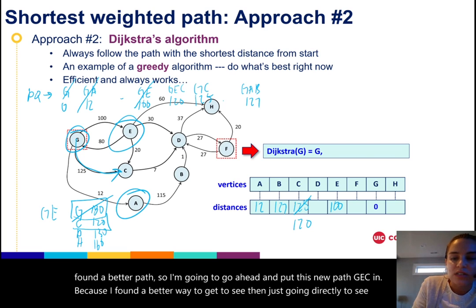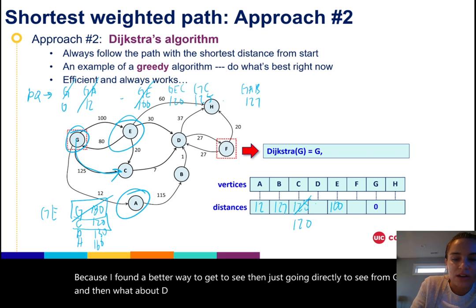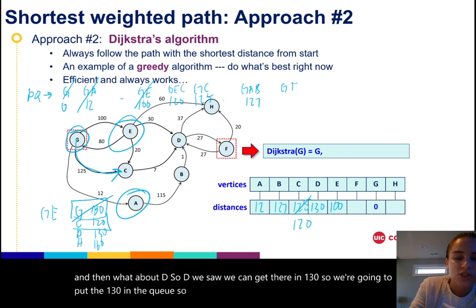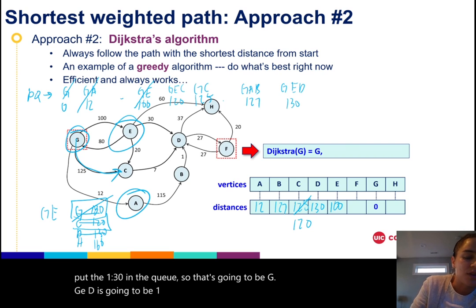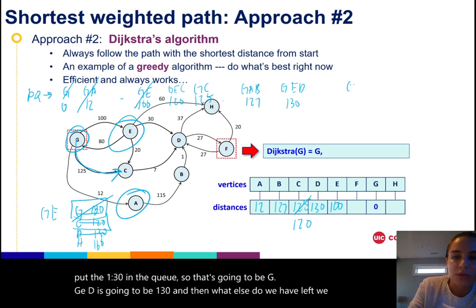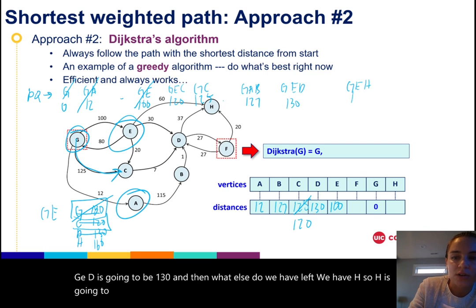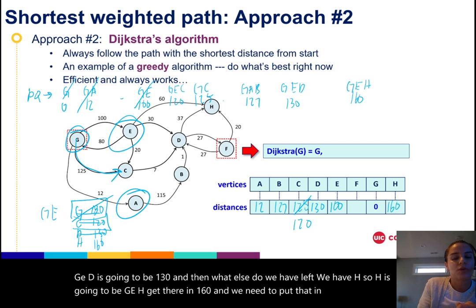And then what about D? So D, we saw we can get there in 130. So we're going to put the 130 in the queue. So that's going to be G, GED is going to be 130, and then what else do we have left? We have H. So H is going to be GEH. You can get there in 160, and we need to put that in there because we found something smaller.